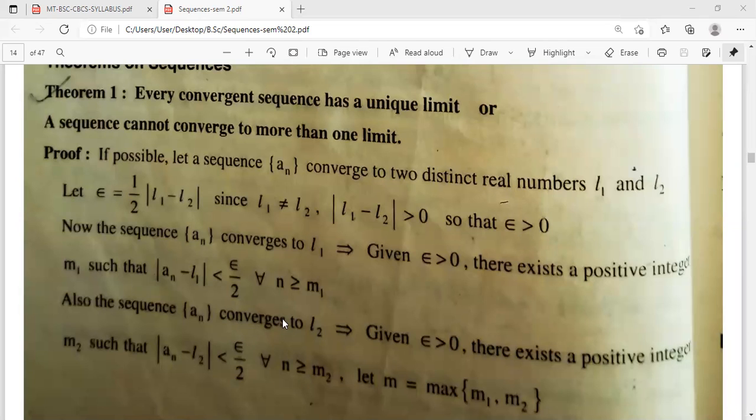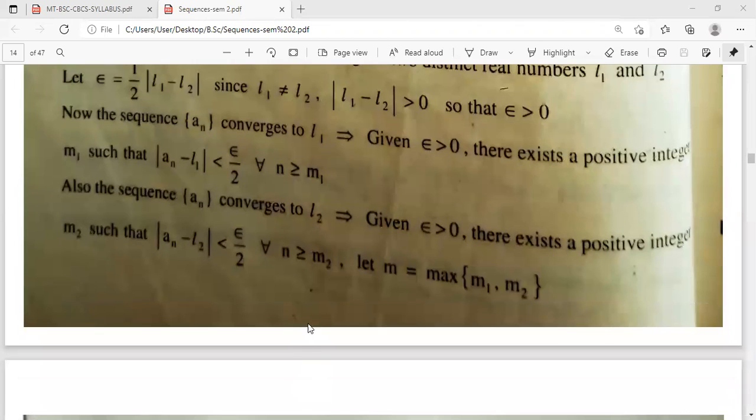Okay. Similarly, you take the second one, that is the sequence a_n converges to L2. Given epsilon greater than 0, there exists a positive integer m2 such that modulus of a_n minus L2 is less than epsilon by 2 for every n greater than or equal to m2. The difference is only that the first case is equal to the second one: you have to replace L1 by L2, and m1 by m2, so that you are going to get this.